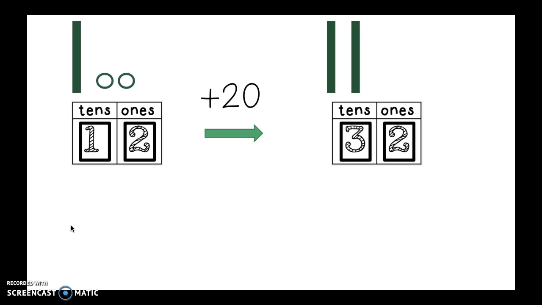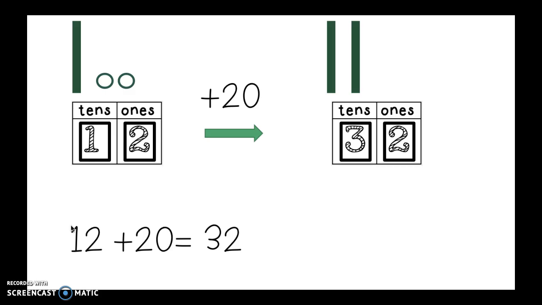We're going to have 12 and then our change and then equaling 32. Press pause while you figure it out and press play to check yourself. Okay, well, if we started with 12, our change was, oh yeah, adding 20. And then if we had 12 and we added 20, what was our answer? Ding, ding, ding, ding, ding, 32.